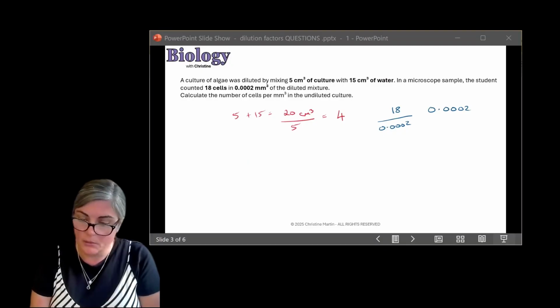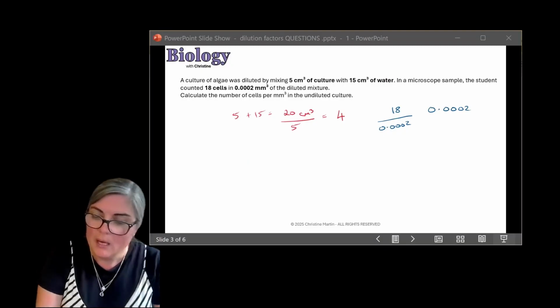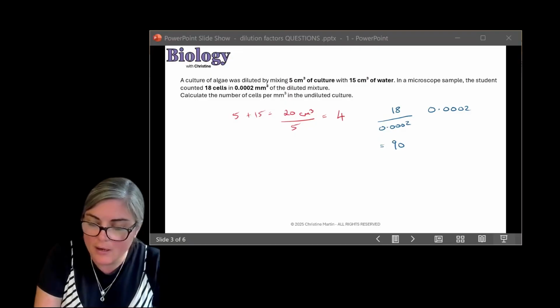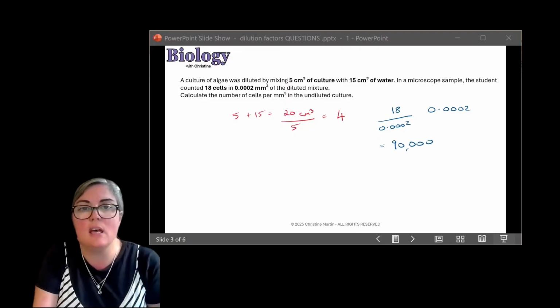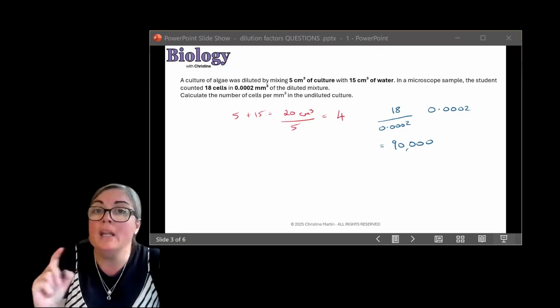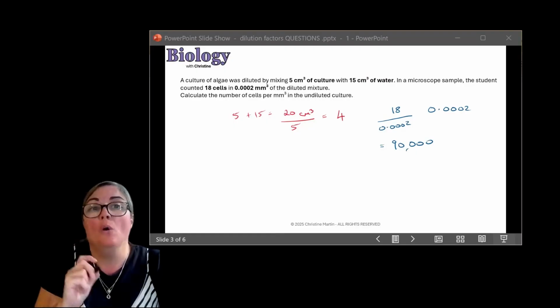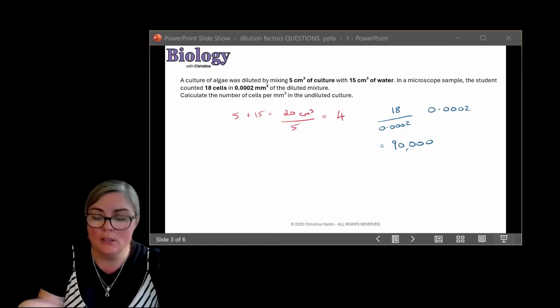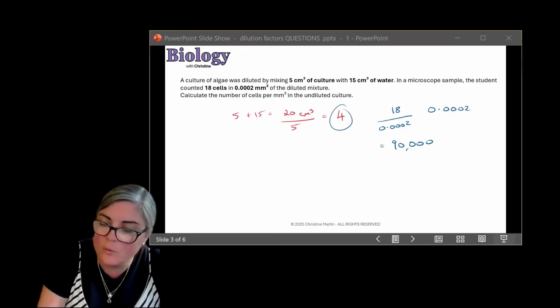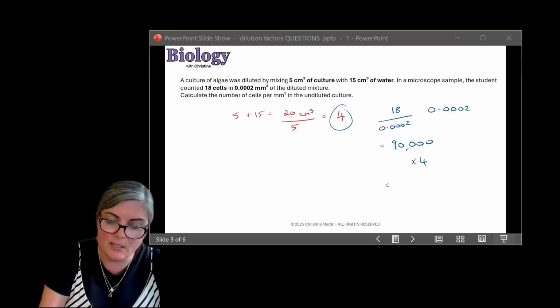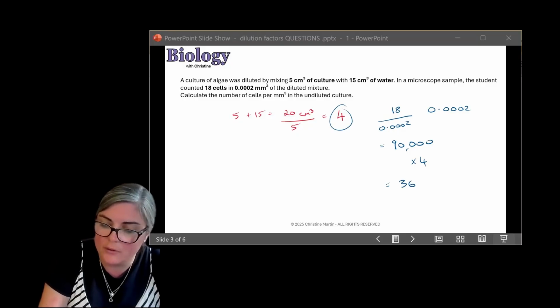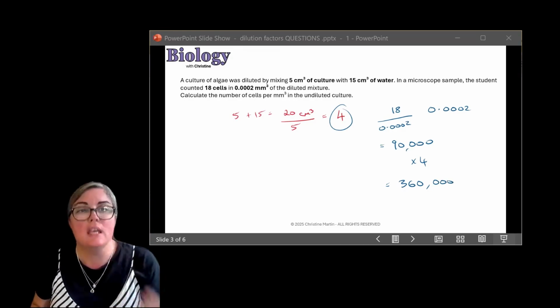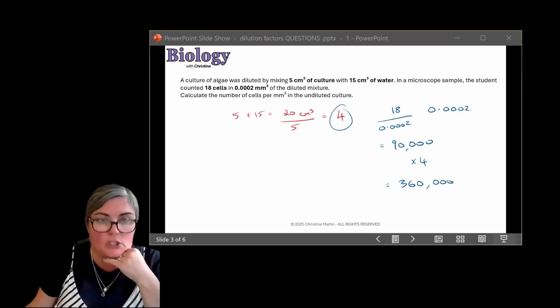18 divided by 0.0002. And that will therefore give me that there are 90,000 cells in 1 millimeter cubed of the diluted culture. Now we need to undilute that. So we've got a factor of 4, so we're going to times that by 4. And that will therefore give us our answer of 360,000 cells in our undiluted culture.